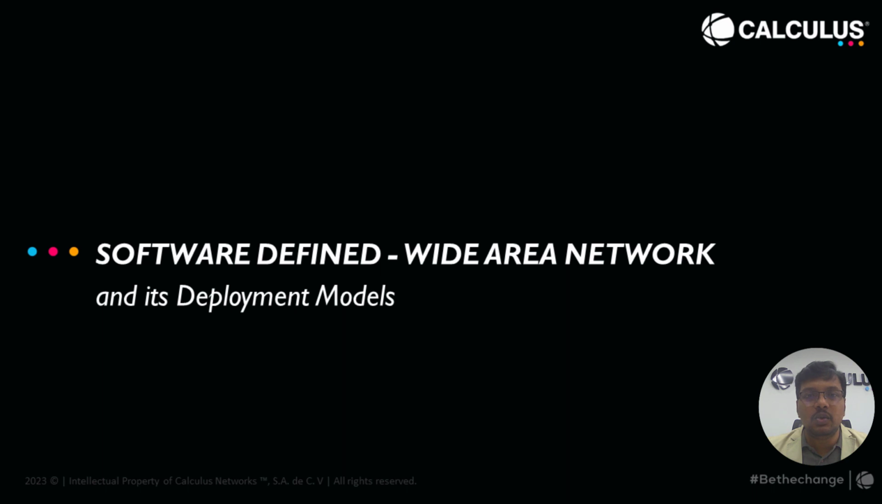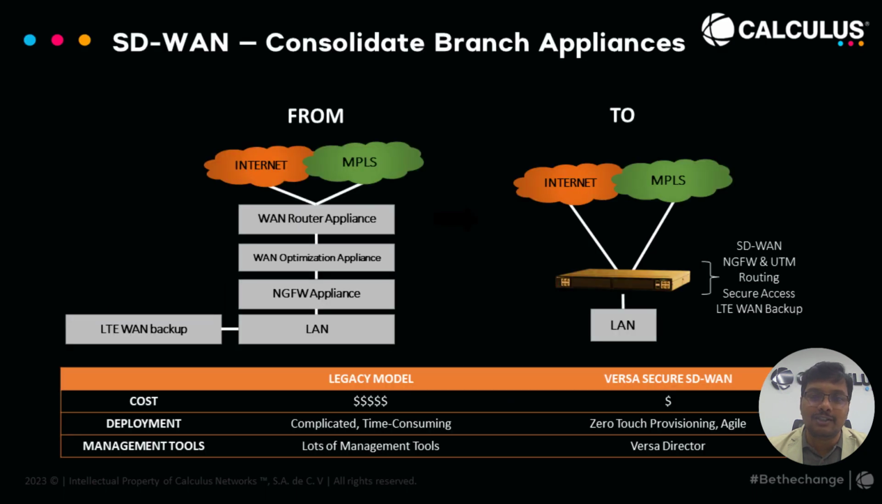Now let's look at some of the deployment models of SD-WAN in large and small sites. On the left side, you can see that we have stacked up network and security components, starting with WAN router, WAN optimizer, next-gen firewall, and a LAN device as well. This approach was okay until we had no other choice. And we all know that this is tough to manage and a costly one, as we already discussed.